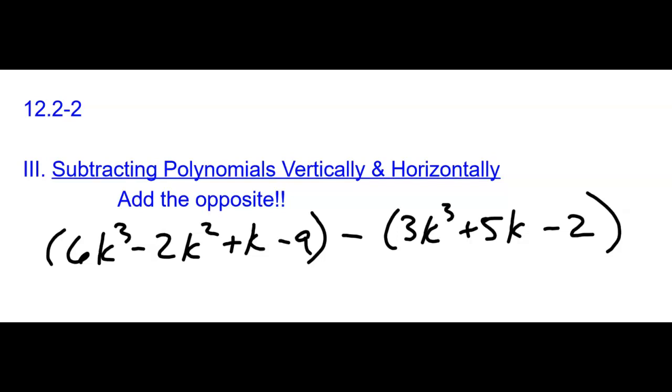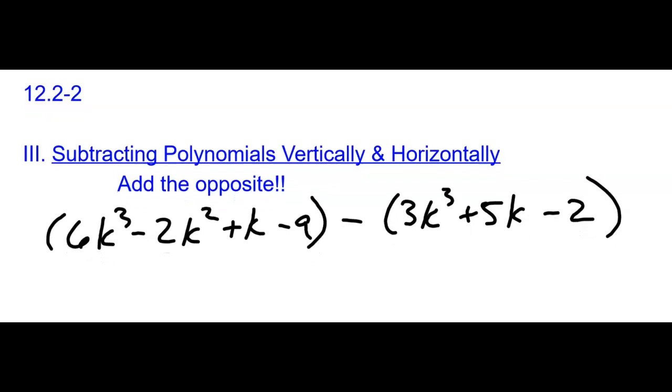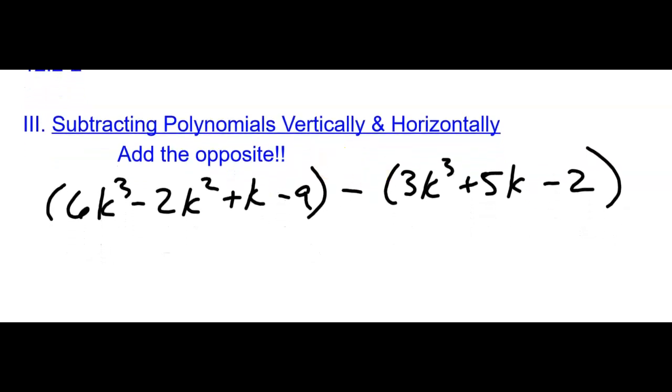Day 2 of section 12.2, and today we are subtracting polynomials both vertically and horizontally. So when we subtract, as we've discussed a lot this year, we actually consider that to be adding the opposite, right? We can see that this 4-term polynomial, we are subtracting a trinomial from it. So there's one trinomial here, and we can make that one visible, and then we can add the opposite. That's the same as subtraction.